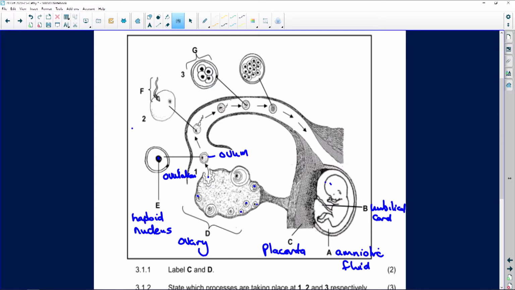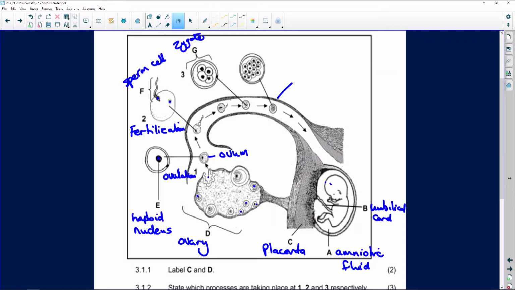Two is going to represent fertilization. Fertilization is when the haploid nucleus of the sperm cell joins with the haploid nucleus of the ovum, and they form together to form a zygote. So this would be your zygote. Now, if we look at F, that's your sperm cell.